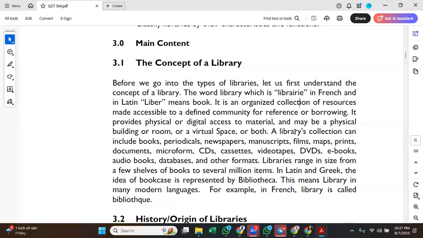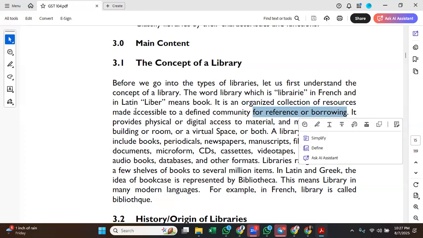So a defined community, that is the meaning of a defined community, for reference or borrowing, which means the reason why they have an organized collection of resources is for reference or borrowing. And the kind of people that can borrow it are people or a community that the library was created for.